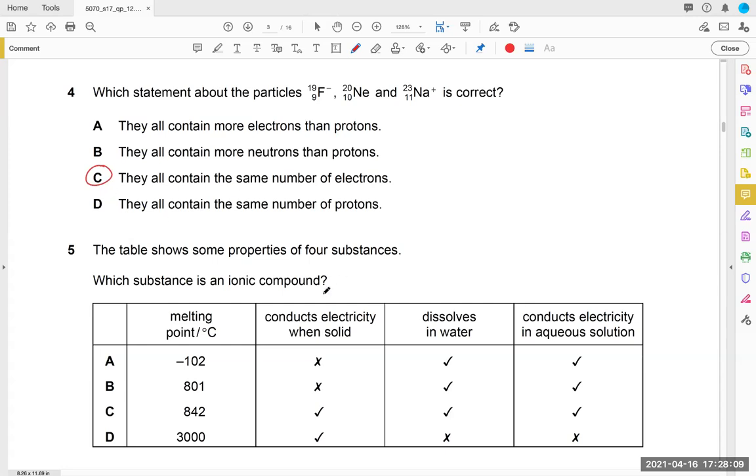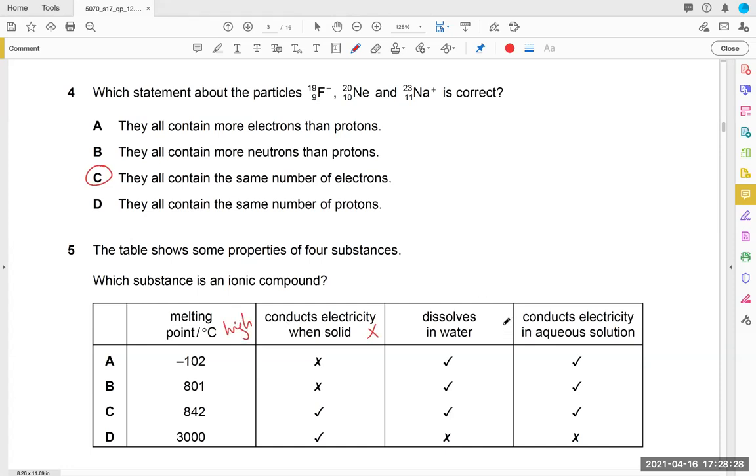The table shows some properties of four substances. Which substance is an ionic compound? Now, for an ionic compound, the examiner is discussing four properties with you. Melting point should be high. Conducts electricity when solid should not be true. That should be high. Dissolves in water.